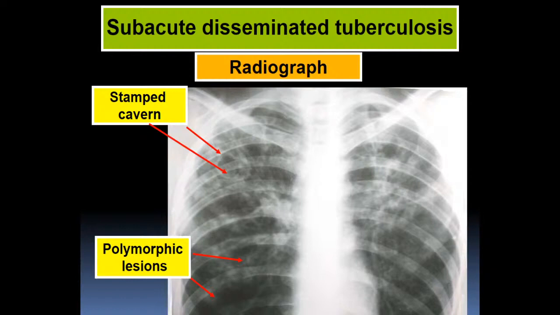In the upper field of the right lung, you can see a stamped cavern. This is a ring-shaped shadow with a thin wall.